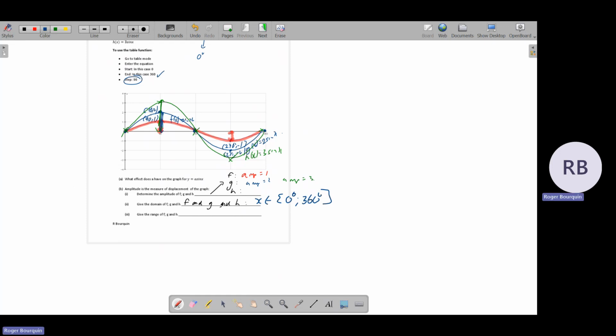Now, so the amplitude of F was 1. The amplitude of G. What effect does A have on the graph? It changes the amplitude and range. What does range mean on any function, whether it's algebra graphs or trig graphs? It's all the possible y coordinates, how far you go up and down. So all 3 ranges are going to be different.